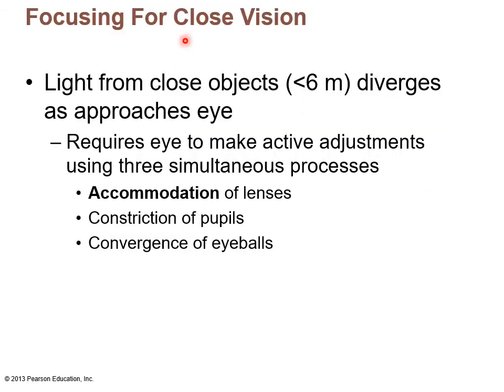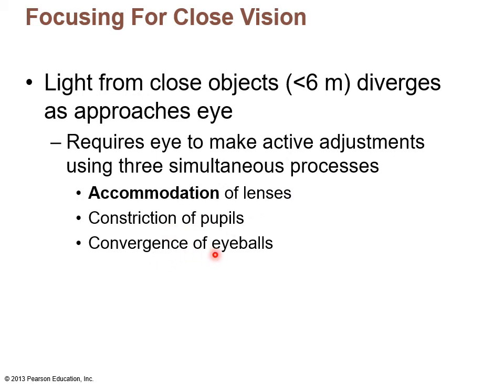Focusing for close vision. Light from close objects less than 6 meters diverges as it approaches the eye. So in order to see things close up, the eye has to make active adjustments. There's three things that happen. Accommodation of the lens. Okay, so the lens is going to round up. Constriction of the pupils, so the pupil gets smaller.